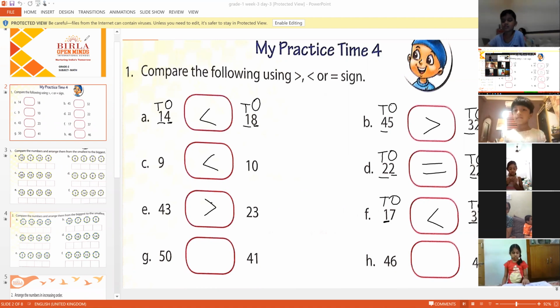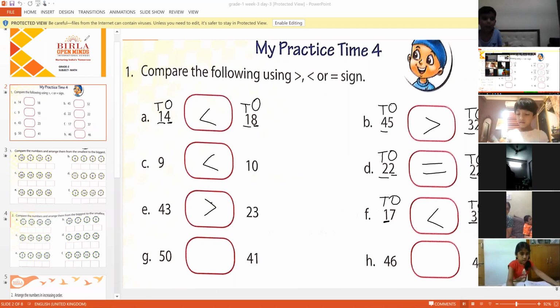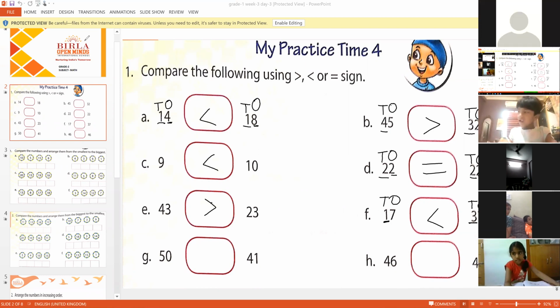Janvi, tell me the answer for G bit. Which number is greater, 50 or 41? 50 is greater than 41. Very good, Janvi. 50 is greater than 41.